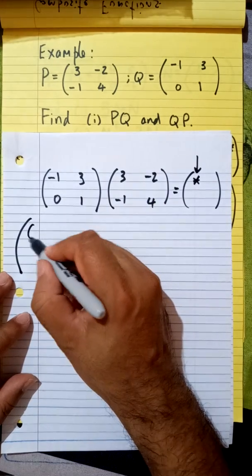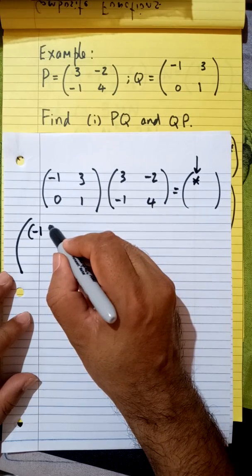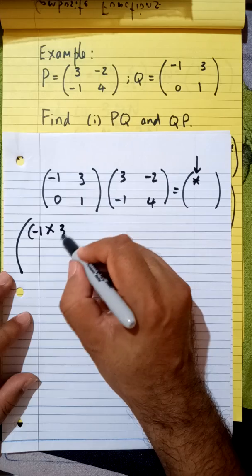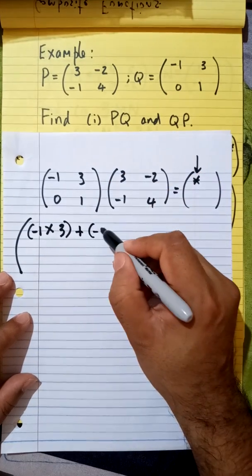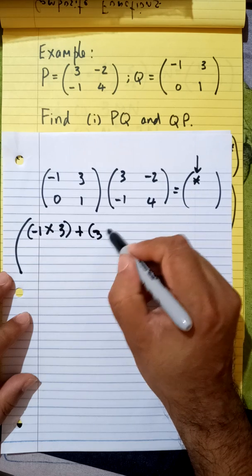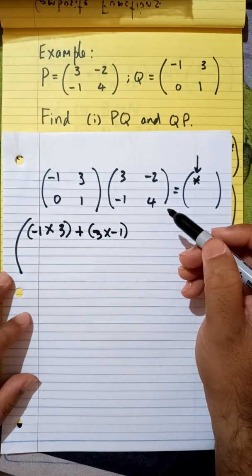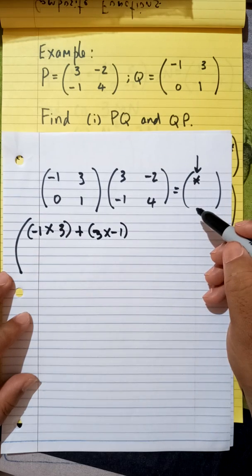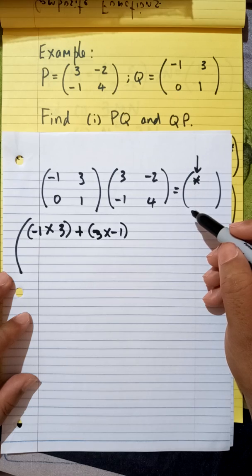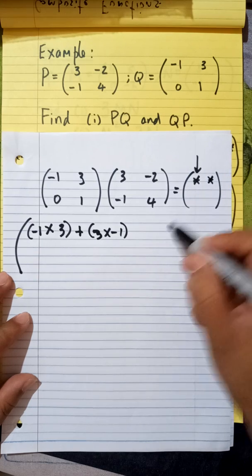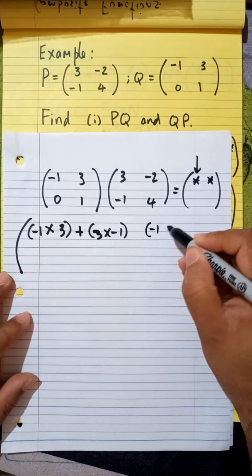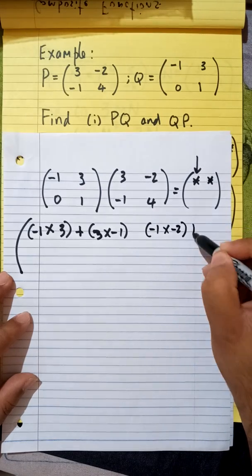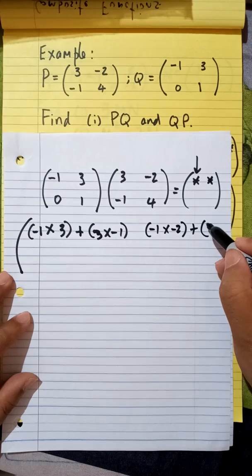So it's going to be -1 times 3 plus 3 times -1. All right, and then to get this number here, or that element, is -1 times -2 plus 3 times 4.